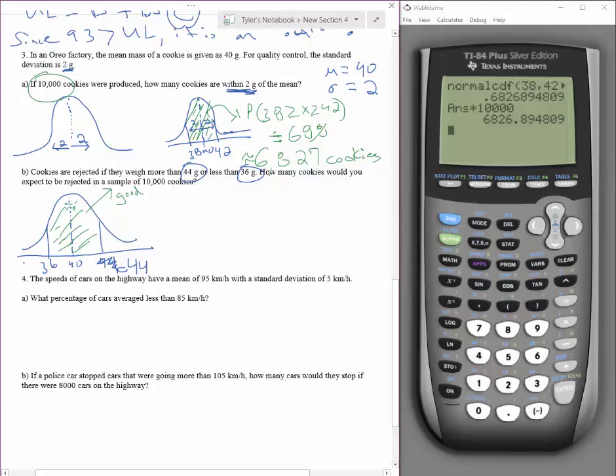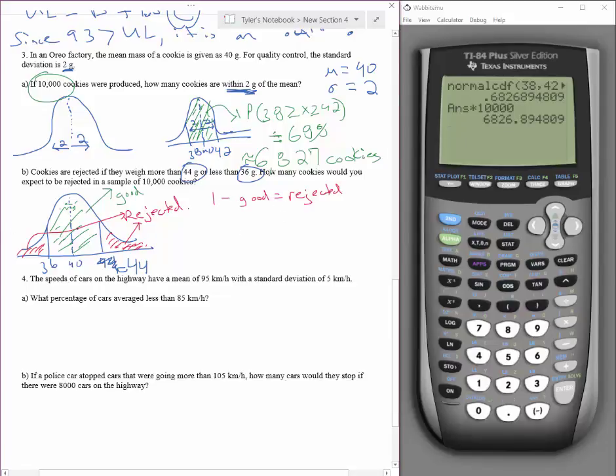But then if we look at this area here and this area here, these are rejected. So an easy way to find this, how I would approach this, is if I take 1 minus the good area, that's going to be equal to the rejected area, because remember the total area under a curve is always 1. So that's one way to do this.